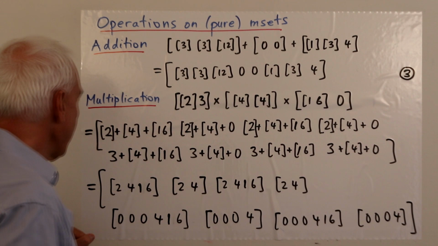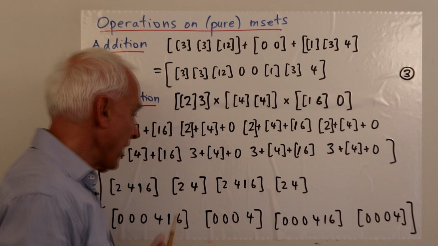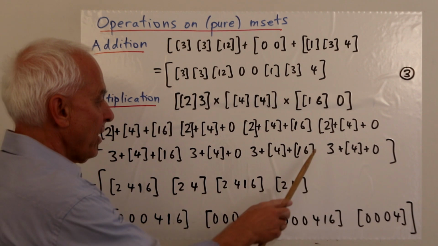2, a 4, a 1, and a 6. Here we get a 2, a 4. When we add 0, remember, 0 is the empty mset. You add that, it doesn't do anything. So you just get 2, 4. This one here, you get 2, 4, 1, 6, the same thing as over here. Here, 2, 4, again, same thing as here.